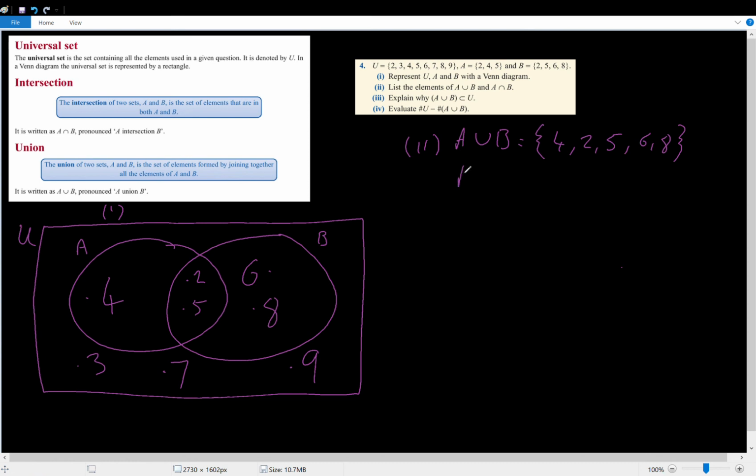A intersection B, well, that's just going to be the elements that they have in common with each other. So just the ones that are in both of them. And that's going to be 2 and 5.